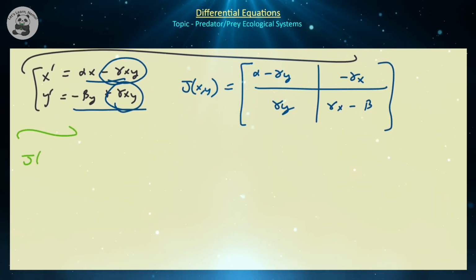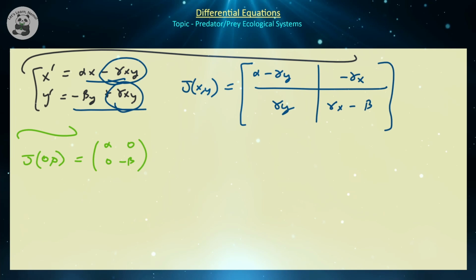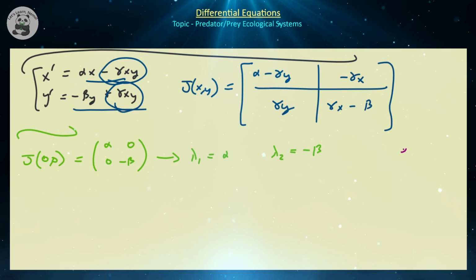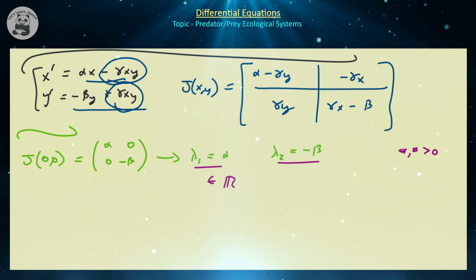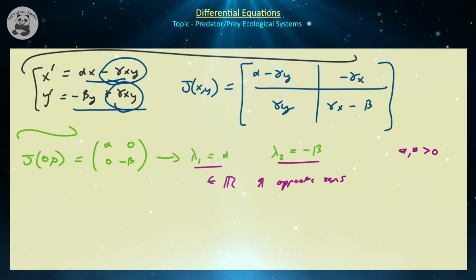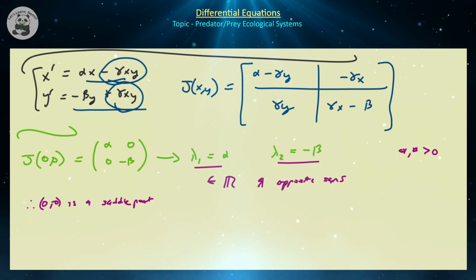So if we analyze the Jacobian at the both-species-extinct point, 0, 0, that's just going to give us alpha 0 and then 0 minus beta. Right? Since we're in a diagonal matrix, the eigenvalues are pretty obvious. Lambda 1 is equal to alpha, and lambda 2 is equal to minus beta. And we're assuming that since alpha and beta are both positive, by definition, these two both belong in the set of real numbers, and they are opposite signs. Since they are opposite signs, that implies that 0, 0 is a saddle point. Agreed?